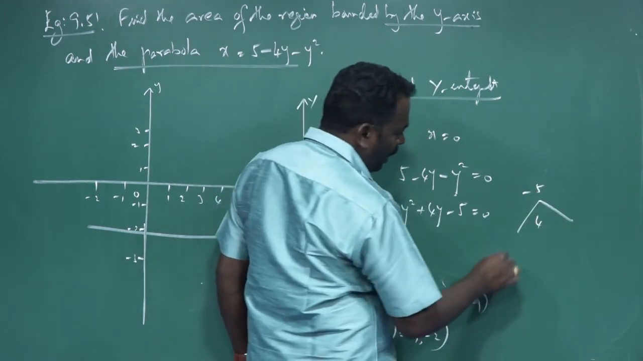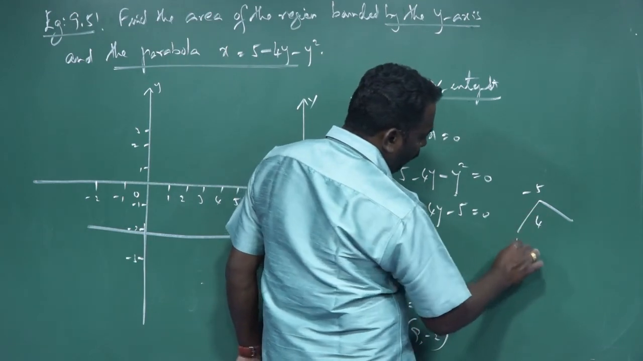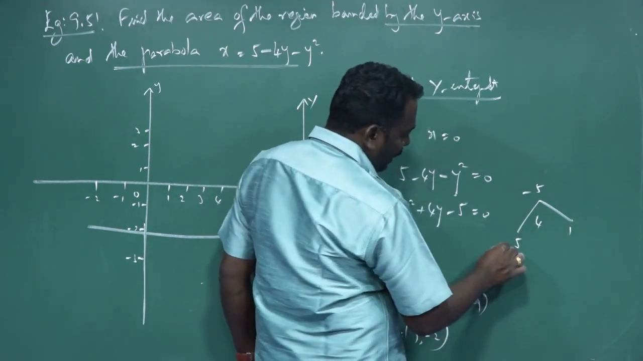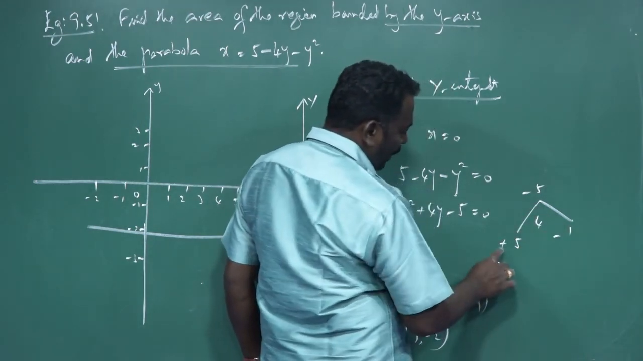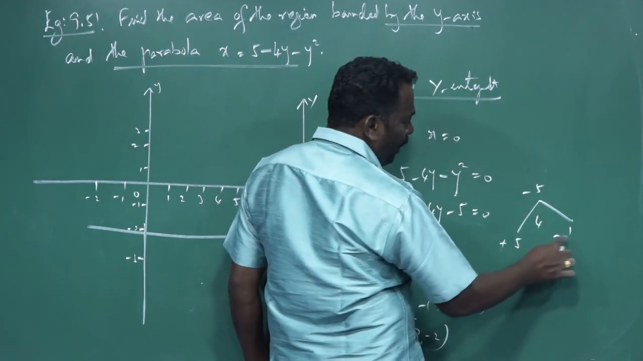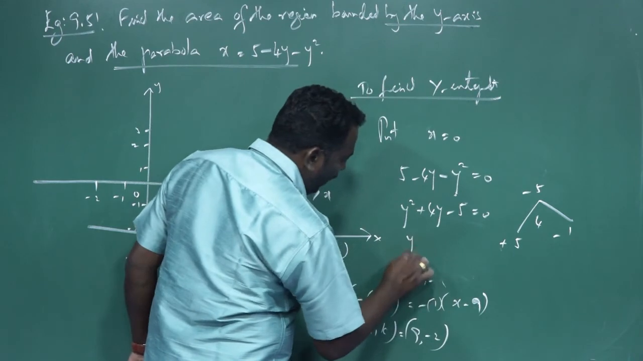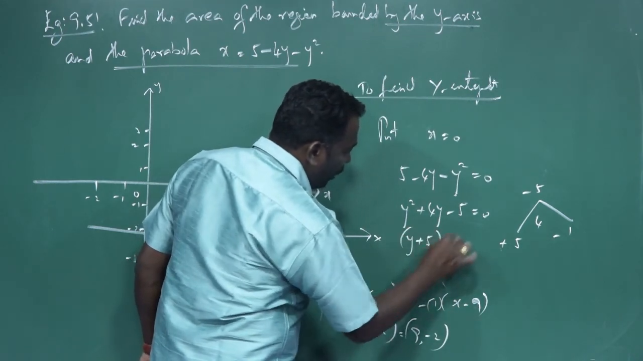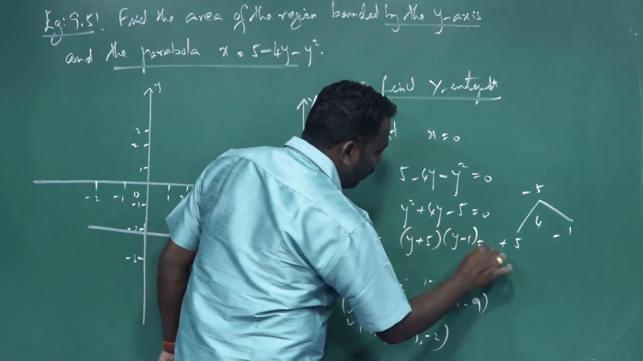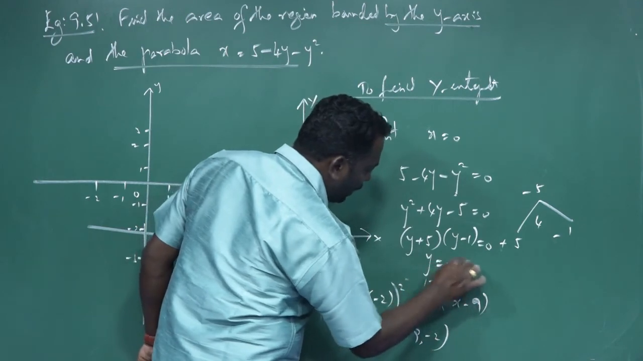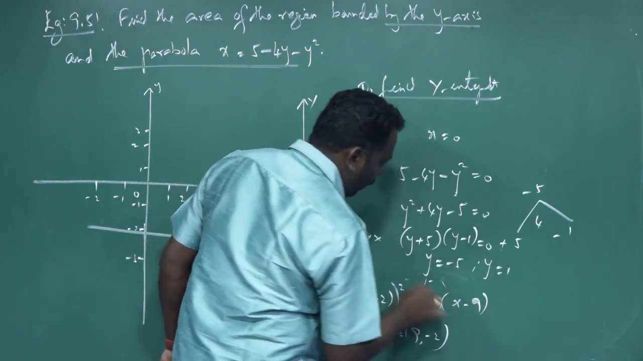What are the two terms? We have to multiply the terms 5 into 1, and here it is plus and minus, so plus into minus, 5 into 1 is 5, and adding the terms we get plus 4. Therefore we can write (y plus 5) into (y minus 1) is equal to 0. Therefore y equal to minus 5, and y equal to plus 1.